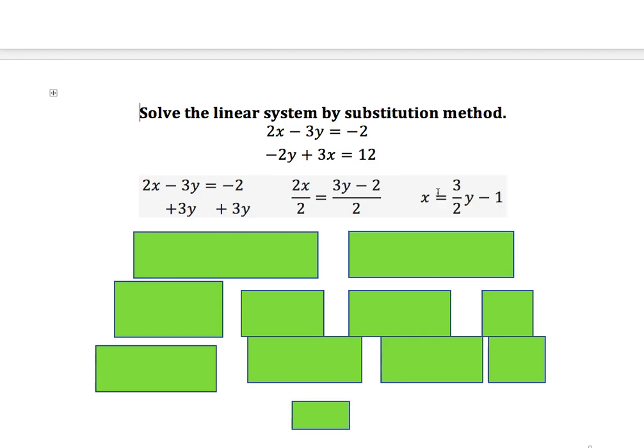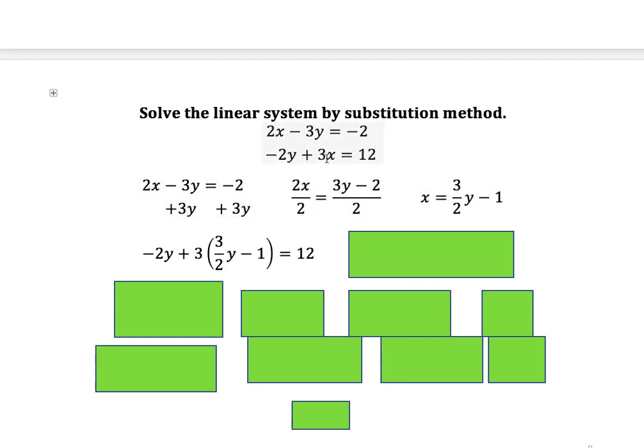And when I simplify that, I get x is equal to 3 over 2, because 3 divided by 2 does not reduce, so that's just 3 over 2 y. And then negative 2 over 2 becomes negative 1. Now that I know what my x value is, I'm going to plug this in for x into my second equation here. So I have negative 2y plus 3 times everything that my x value equals, in parentheses, and then this equation is going to equal 12.